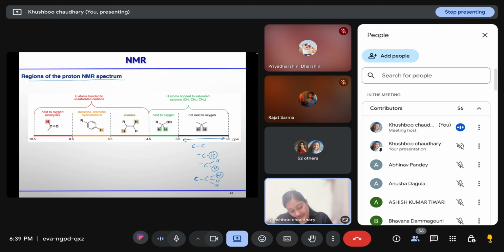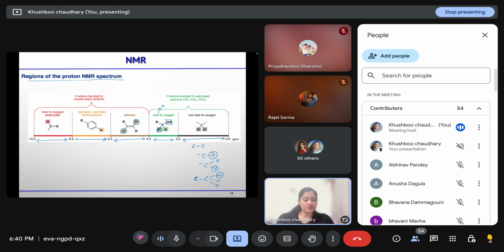If your hydrogen or the carbon having hydrogen is attached to some heteroatom, that comes in the region of 3 to 4.5, whether oxygen or halogen. Then from 4.5 to 6.5, your alkenes will come, and aryls will come in the region of 6.5 to 8.5, and aldehyde or acid protons will come in the region of 8.5 to 10.5. So this is the classification for the protons that are attached to carbon.